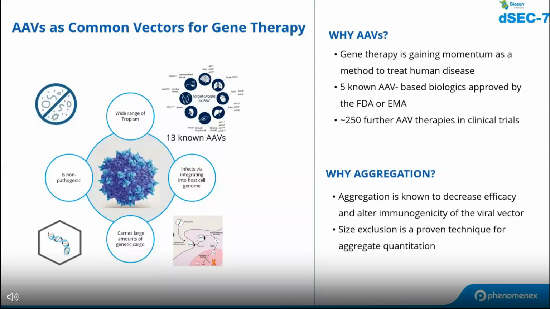to actually find out the quality and ascertain the critical quality attributes is the aggregate analysis. So aggregation of AAVs actually has a detrimental effect on the efficacy of the gene therapeutic itself. So it's important to understand the aggregation level as well as identify exactly what is happening so that the efficacy can be improved as well as the recovery of the drug can be improved from a drug manufacturer's perspective. So having that in consideration, size exclusion is a great alternative here to actually look at the aggregate profile.